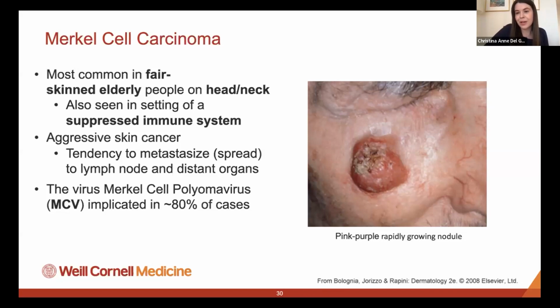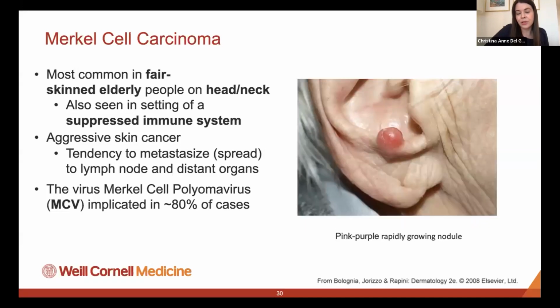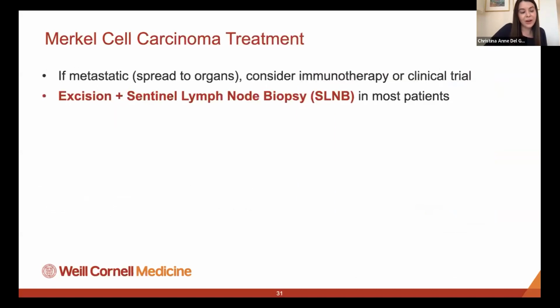Most commonly, it presents as a rapidly growing pink-purple nodule. And these are just a few examples of that. You can see that they can grow pretty quickly, and they can have this kind of translucent, but sort of like a deeper purple hue. Okay, so how do we treat these?